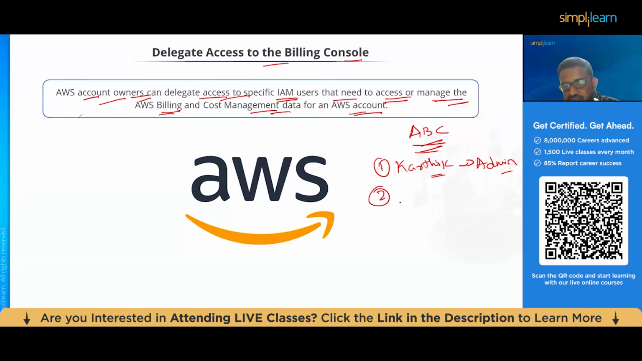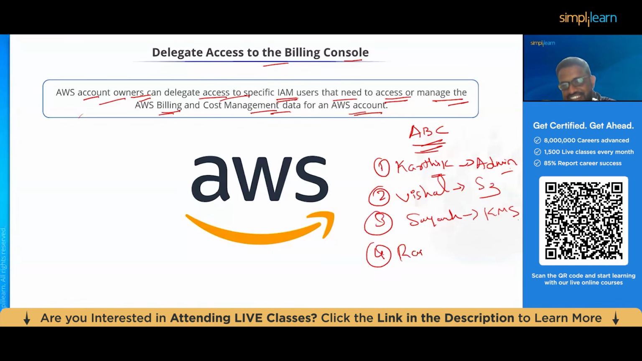Like this, let me take Vishal. Vishal can work with S3. Then we have Suyansh. Suyansh can work with KMS. Then who is next? Usually I'll take Rajesh. EC2. Okay. The next is Santosh.